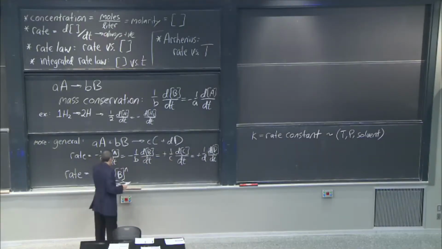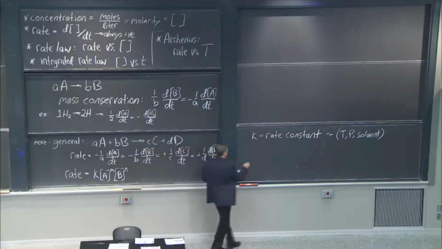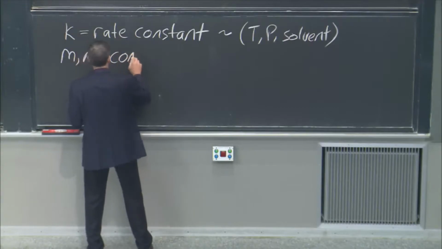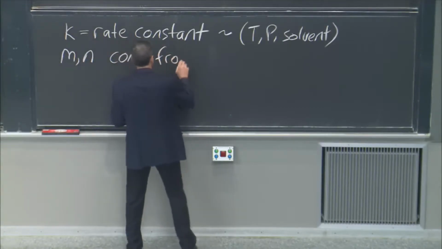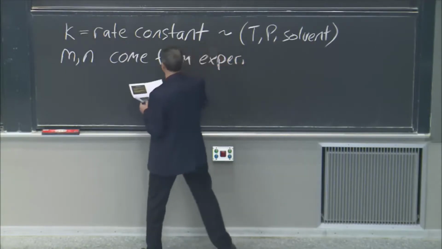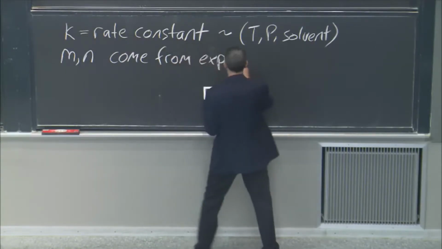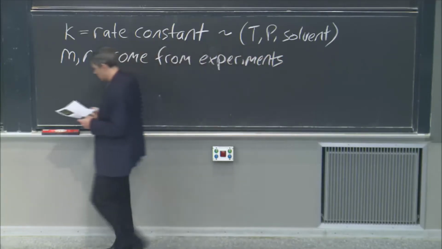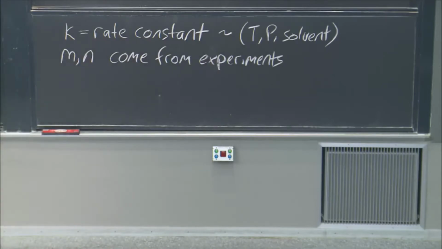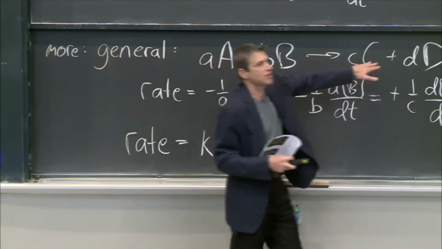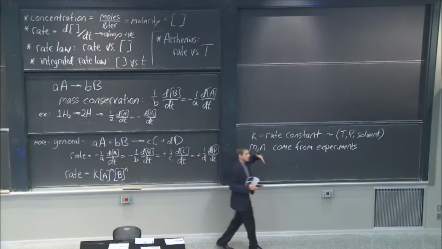But M and N cannot come, and this is very important, M and N, and K for that matter, must come from experiments. They're determined experimentally. So this is a mistake that is often made. You think M and N must somehow be related to these coefficients. No. M and N is something else.